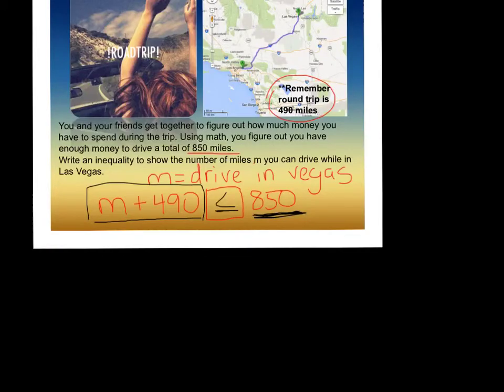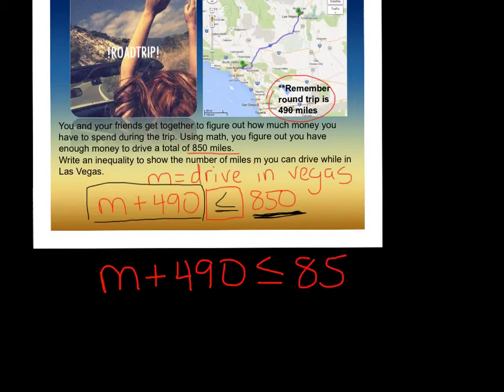So back to that road trip example, we came up with an inequality that represented how many miles we had left to drive, but we never solved it. So let's go and solve it now. So remember, the inequality was n plus 490. N represents the miles that you can drive in Las Vegas, and that has to be less than 850 miles. And that's the mile that you and your friends calculated you have enough money for.